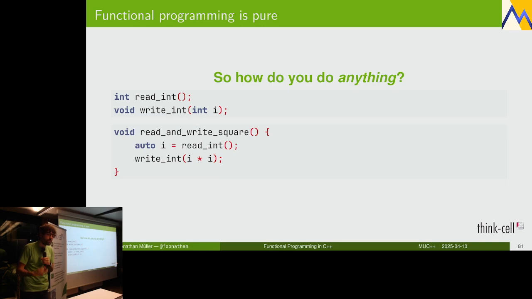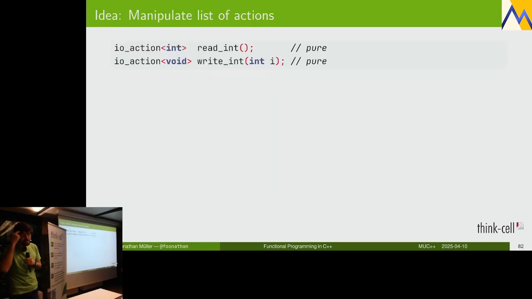Well, you cheat. The idea is you sort of manipulate actions. So instead of having a function readInt that reads an int and gives you that int, you have a function readInt that returns an action that when executed will read an int. Now this is a pure function because it will always give you the same action, the action that will read an int. Actually executing the action, don't worry about that. But the readInt itself is pure. And writeInt is a function that takes an int and gives you an action that will write that int. Always that action. When you call it with the number 4, you will always get the same action that will write that int.